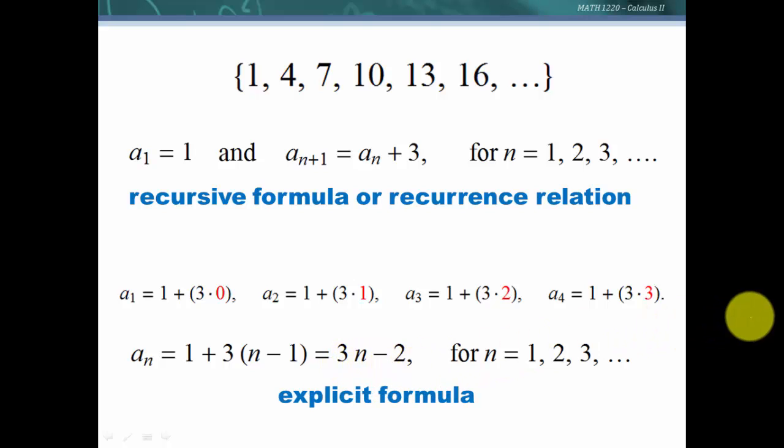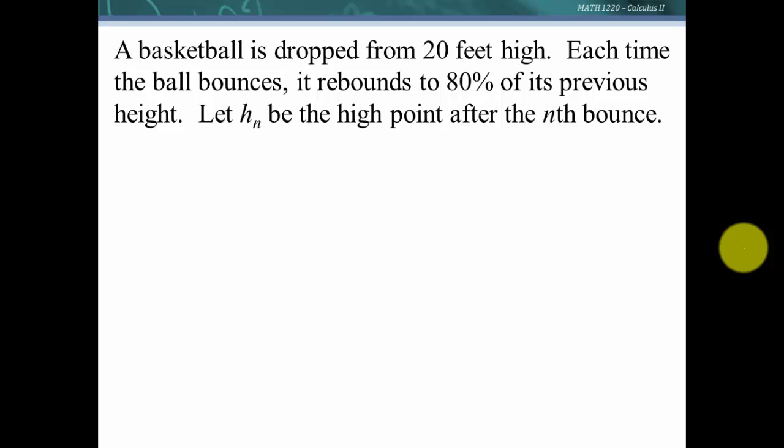This is called an explicit formula because it explicitly states what any given term is. Now on this specific one, if I put in 100, so a sub 100, the 100th term, I could put that in here, 100 times 3, 300 minus 2, and I would know that the 100th term was 298, and I didn't need to know the term in front to do that. So 2 different ways to express formulas for sequences, recursively or explicitly.